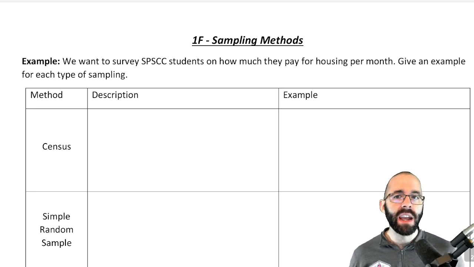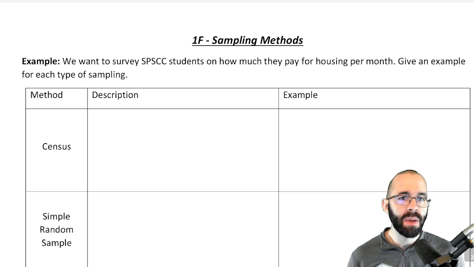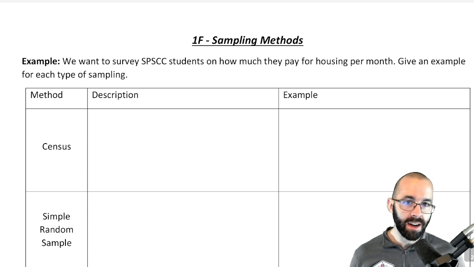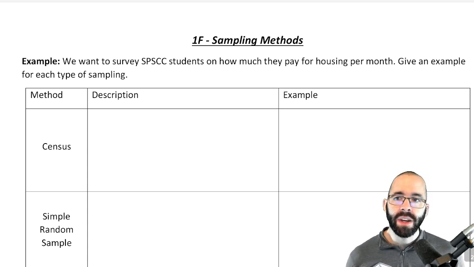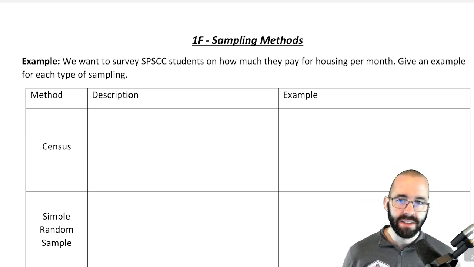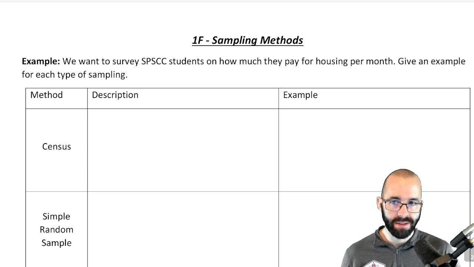So we want to survey SPSCC students on how much they pay for housing each month. That's going to be numerical data, going to be discrete, because we could round it to the nearest cent. And we're going to give an example for each type of sampling for asking those SPSCC students. So we're going to start with the simplest, the census.